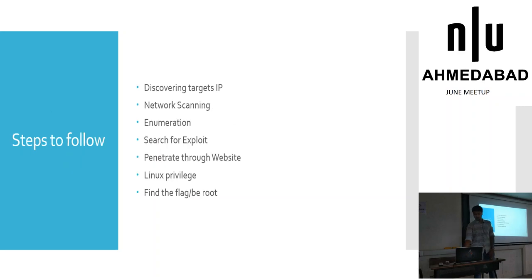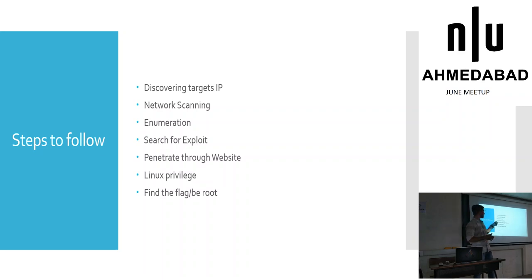So there are steps to follow when working on a vulnerable box. First, discovering the target's IP address. We can download the VM file, install it, and after running it, find the IP address. Second, scan the network to see what services and open ports there are. Third is the enumeration process, where we find a path to get in. We need to find the services and their exploits.